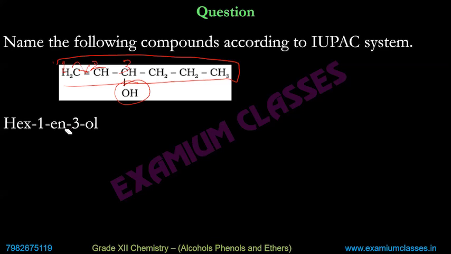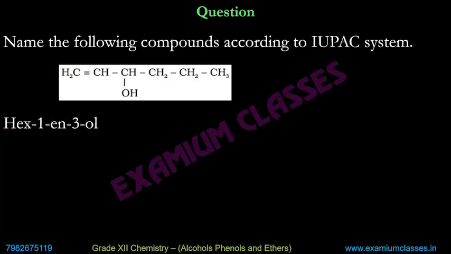And why is it hex only? Because there is a double bond. In a double bond, you need to separate the ene, otherwise it would have been hexene. Okay, hexene, this one is appearing here. That's why hex is here. So don't mention it as hexane-1-ene. That will be wrong.